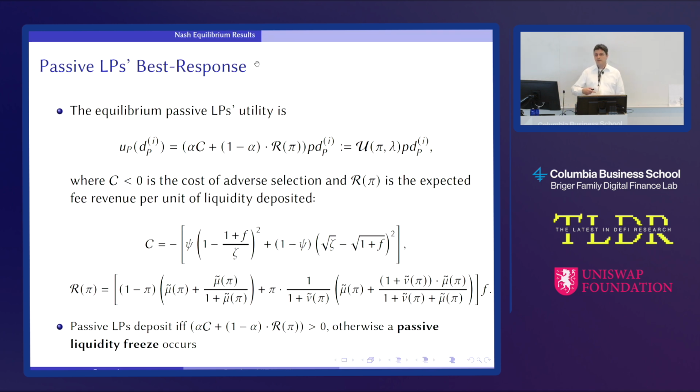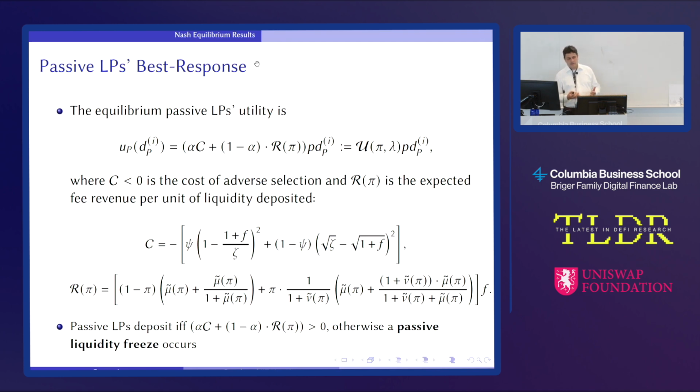So the passive provider deposits before observing the order flow. So if there is an informed trader, this informed trader will basically adversely select him. And C is capturing exactly the expected cost of being adversely selected. So it depends on all the model parameters here. I'm just writing C to avoid writing down the full expression. R of pi instead is the expected fee revenue for the passive provider if it's depositing liquidity and if there is an uninformed order coming. So the expected fee revenue per unit.